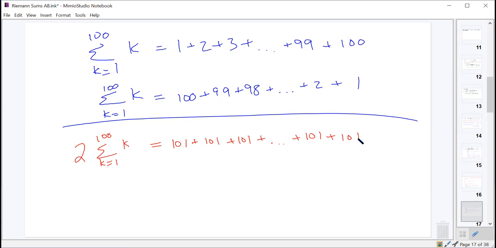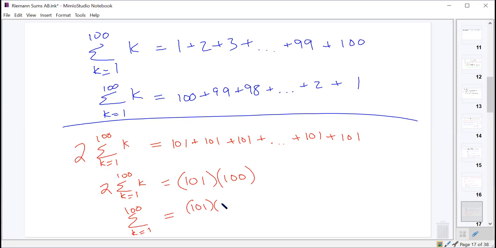Do you guys agree with that? Yes. Okay. So 2 of this summation should be, how many 101s do I have? I should have 100 of them, right? And so the sum from k equals 1 to 100 ought to just be 101 times 100 divided by 2, which, I don't know, what does that come out to be? 5,050, I think? Is that what you guys got when you did it all together and added them all up and it took you forever?